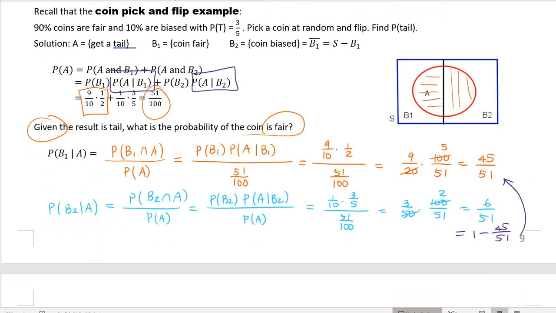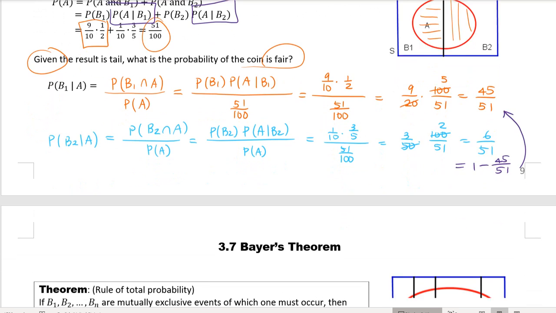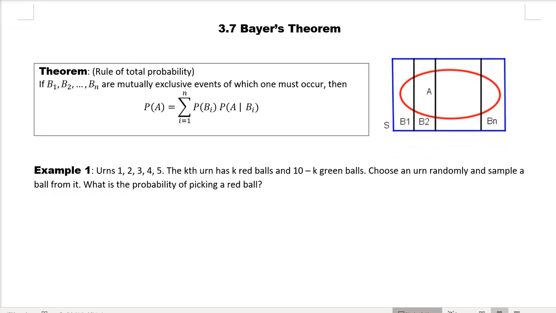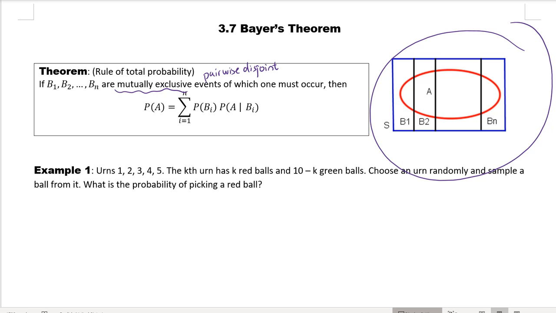So the idea is, first we want to compute P of A, and then we can use the conditional probability. Okay, so in general, we have the rule of probability. If B1, B2, Bn are mutually exclusive events, it means they are pairwise disjoint. So if we pick any pair, then they are disjoint. In terms of picture, it is like this: B1, B2, Bn, they are disjoint, of which one must occur.